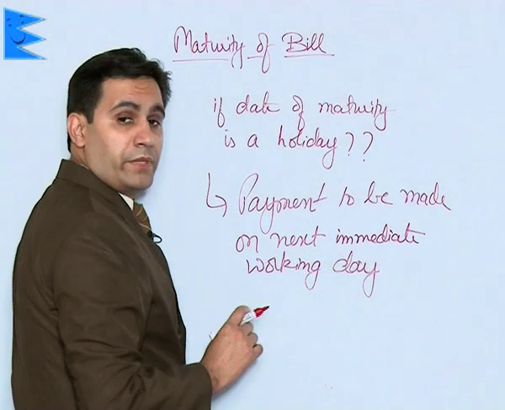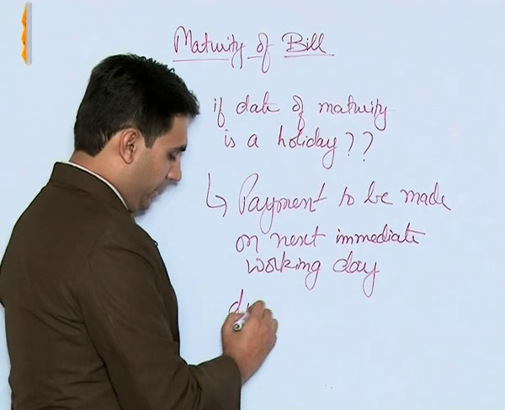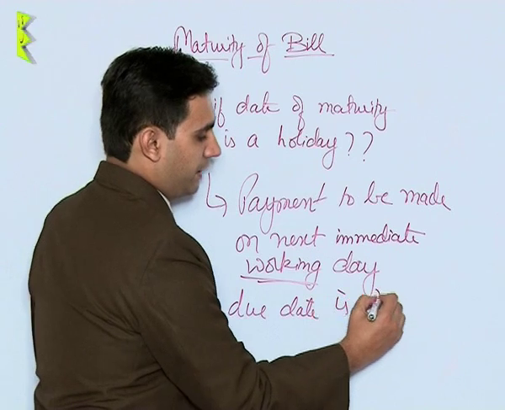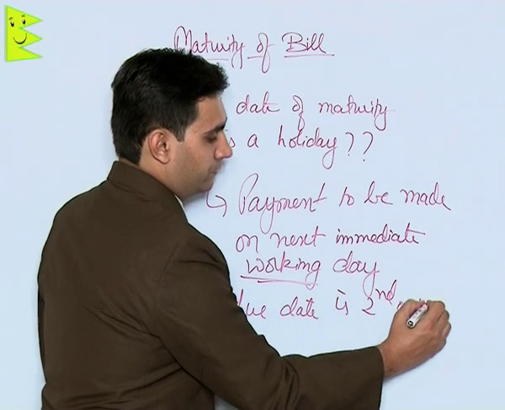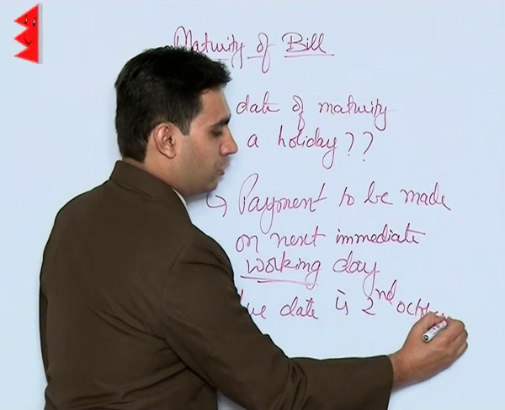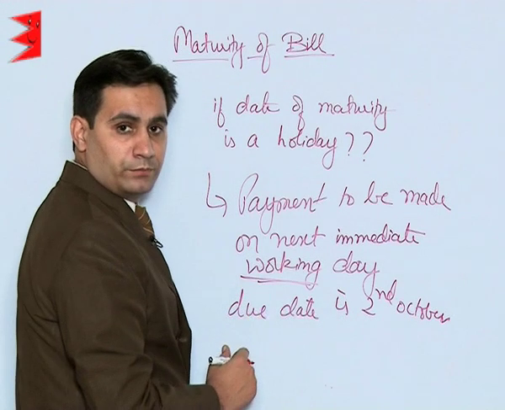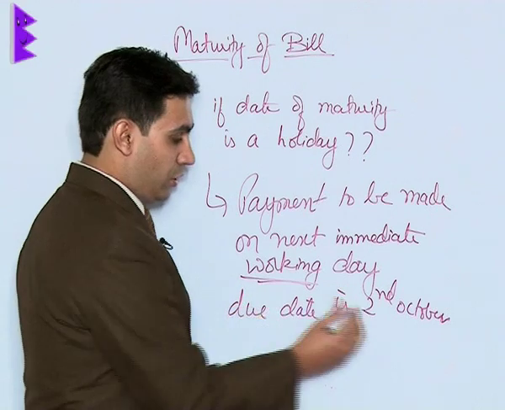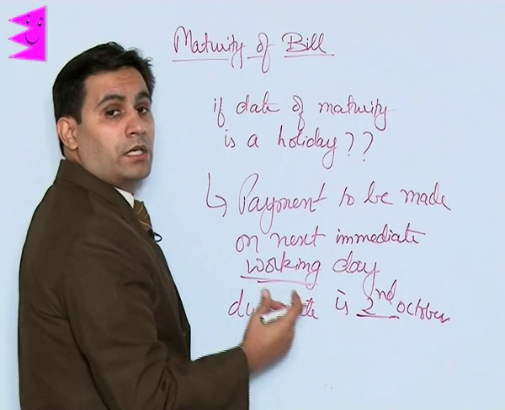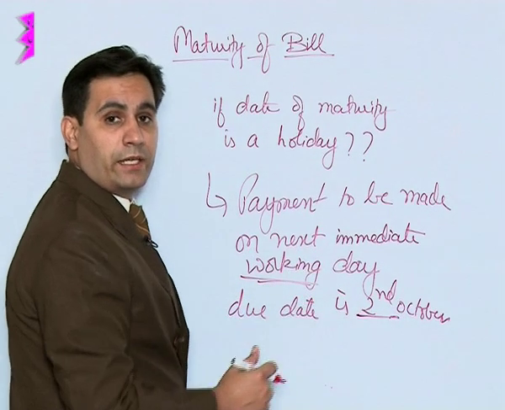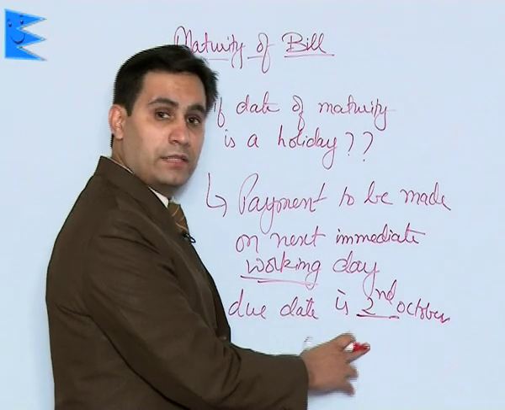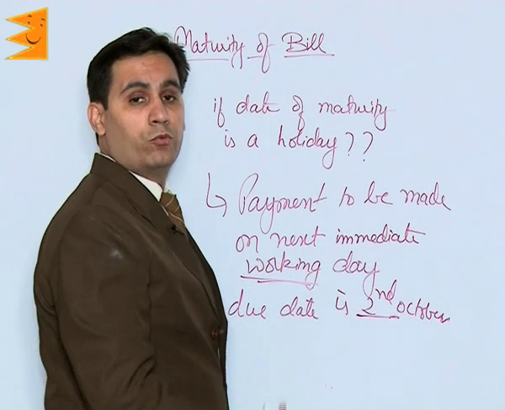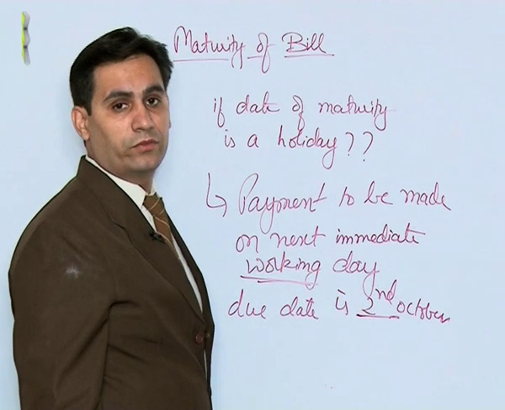For example, the due date of a bill is 2nd October, and we all know that 2nd October is a public holiday in India. It's Gandhi Jayanti. All banks are closed, all institutions are closed. So in this case, the date would be taken as the next working day. If 3rd is a working day, then 3rd, or else 4th or 5th. The next immediate working day would be taken as the maturity date of the bill.